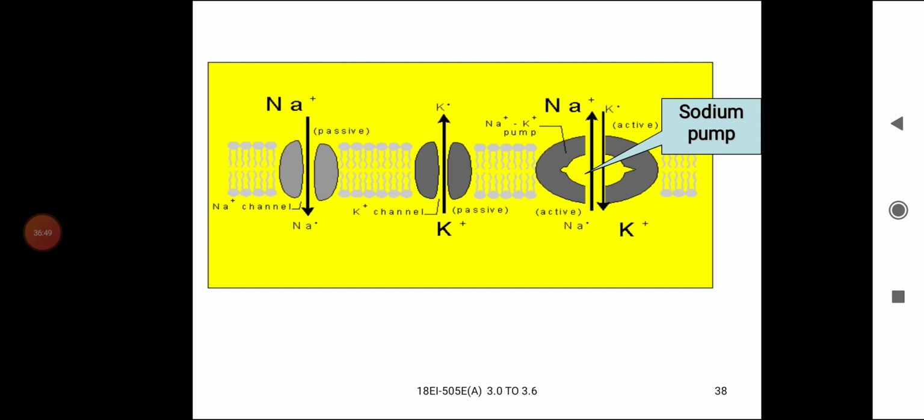Potassium ions are entering into the cell. The sodium and potassium: sodium is pumped to the outside and the potassium enters into the inside.